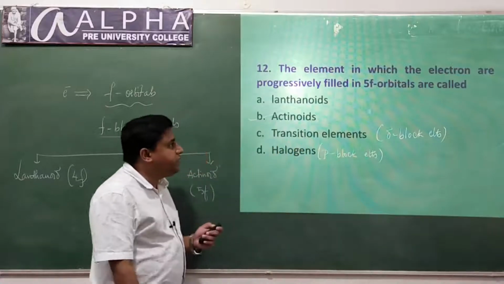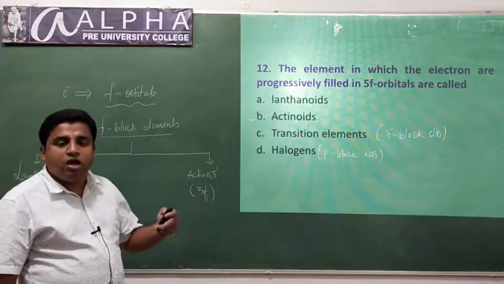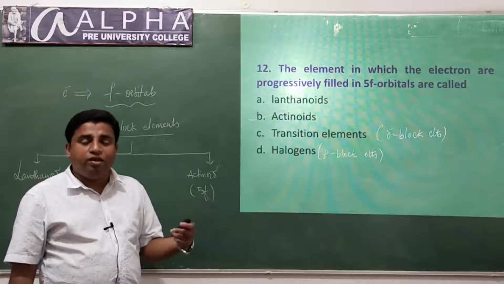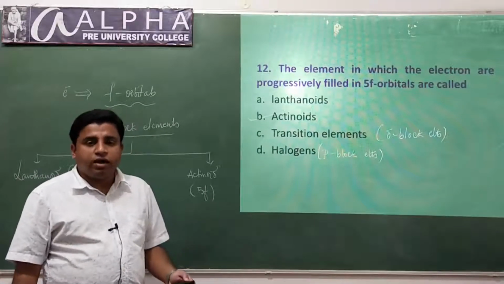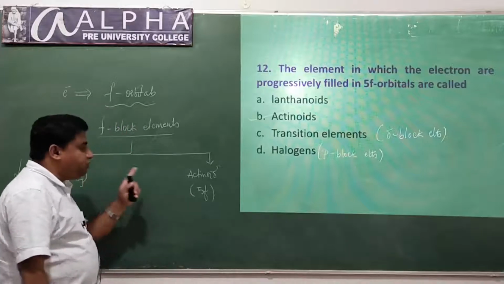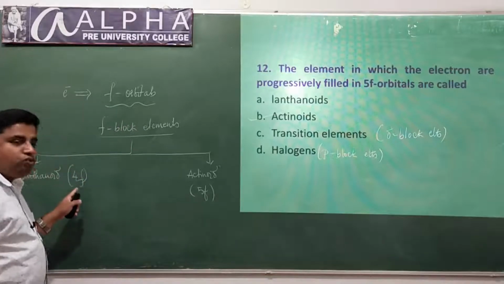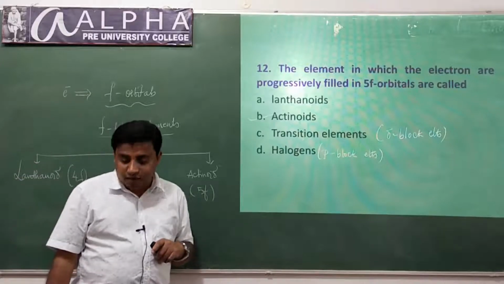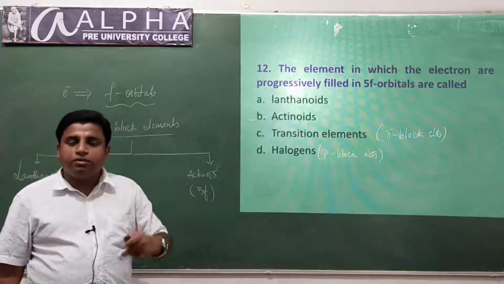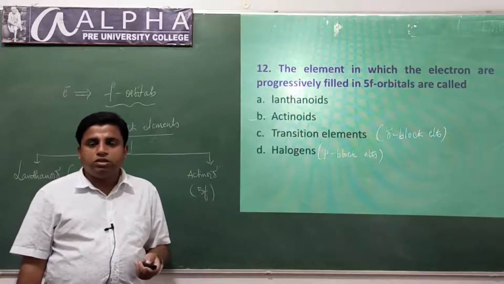But the question is very clear. 5f orbital, that means f orbitals are filled. If f orbitals are filled, then they are f block elements. For f block we have 2 series, lanthanoids and actinoids. For lanthanoids, 4f orbital is filled. For actinoids, 5f orbital is filled. Hope there is no doubt. Let me pass on to the next question.